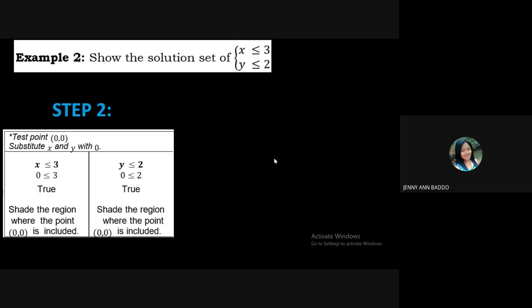Next step, we have to determine now the shaded region. That is done by testing the point (0, 0). By substitution, we have 0 is less than or equal to 3 and 0 is less than or equal to 2, which are obviously both true statements. Therefore, the shaded region should be the region where the point (0, 0) is found.